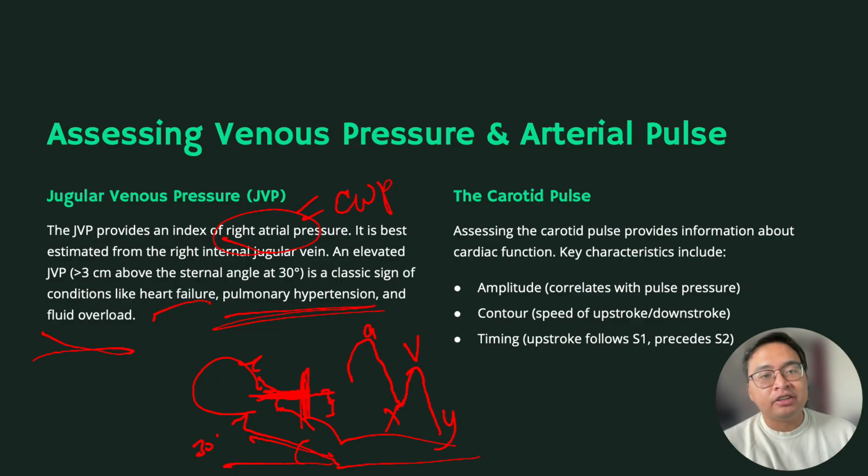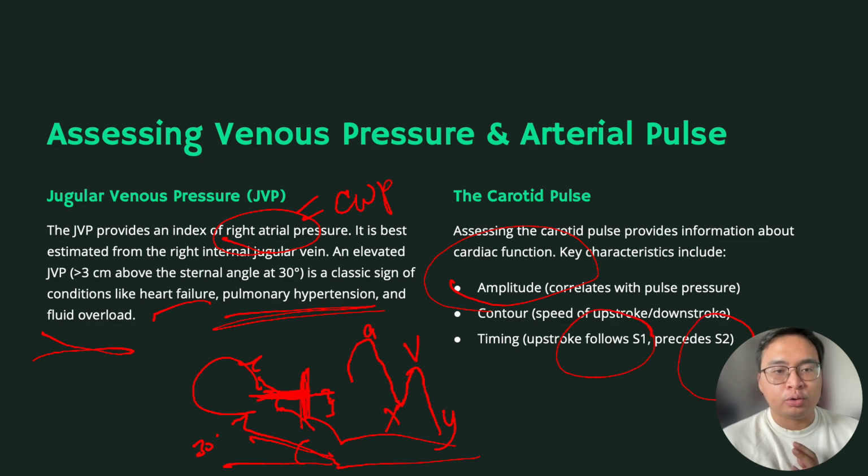Okay? So what other things you note in the carotid pulse? Note its amplitude. So dapat yung upstroke should be brisk and it should follow S1 before S2. Okay? And should also note the contour.